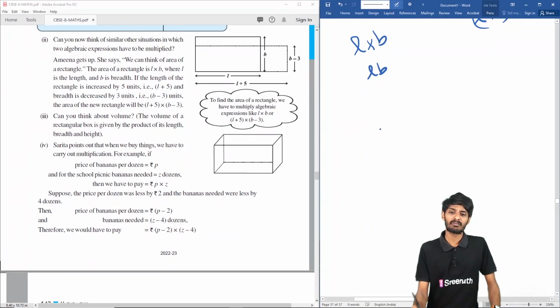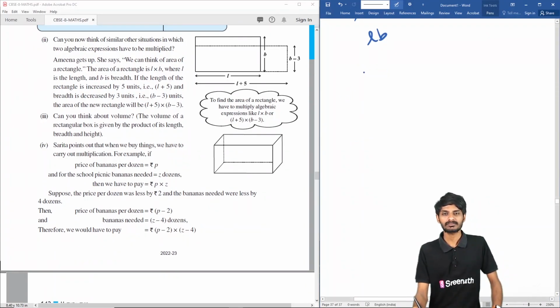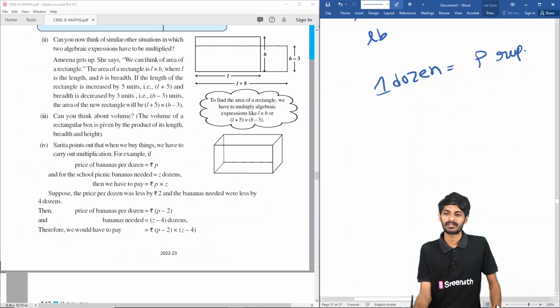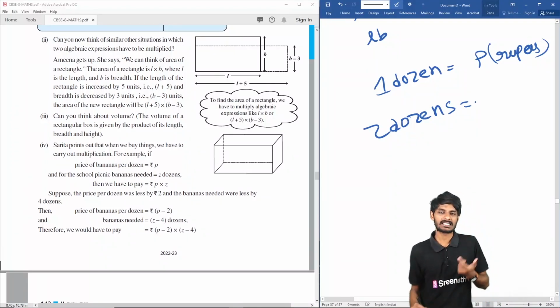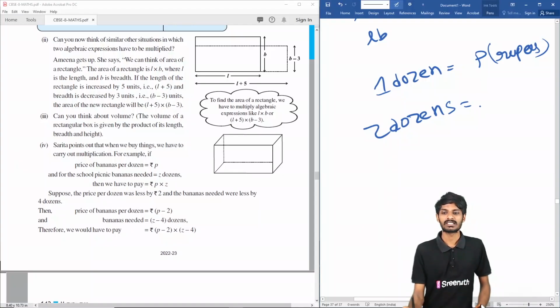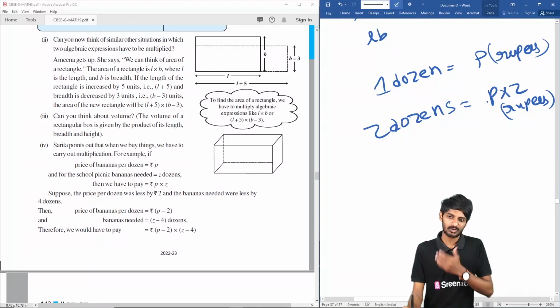And in the case of buying something, suppose 1 dozen bananas cost P rupees, we don't know, P rupees. Then if I need Z dozens, how much do I have to pay? I need Z dozens of bananas, so it is simply P into Z rupees. So this is the case, students.